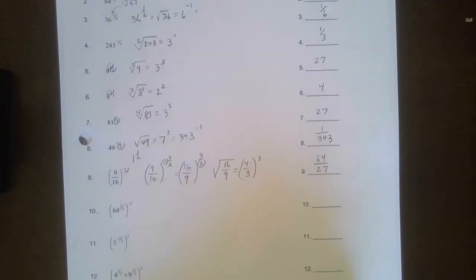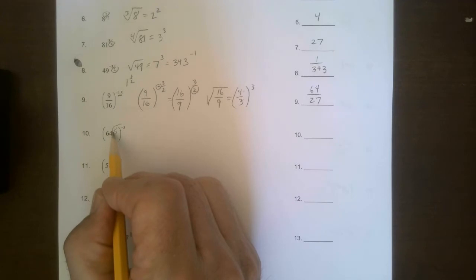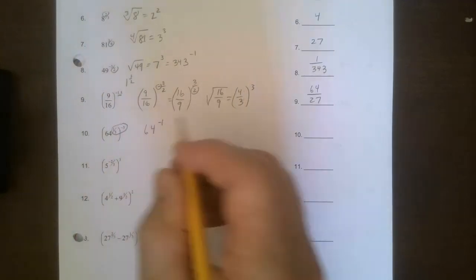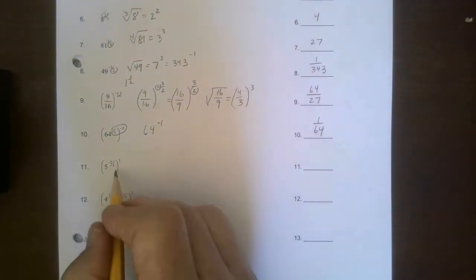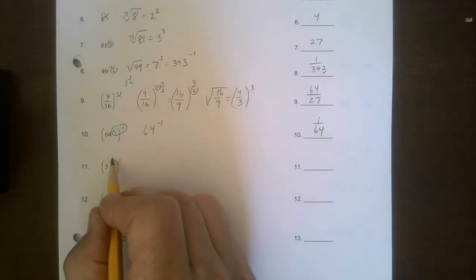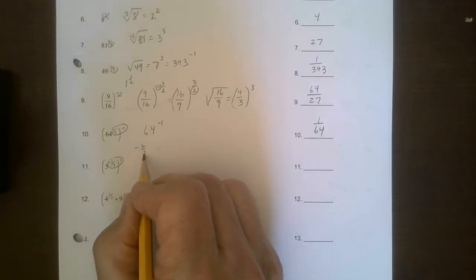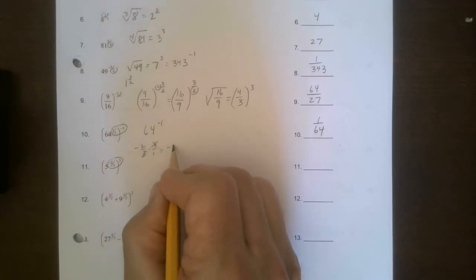This one is asking you to remember the rule. When you raise a power to a power, you multiply. So that'd be 64 to the negative 1, which is just 1 over 64. This one, if I raise a power to a power, multiply. So negative 2/3 times 3 over 1, these would just cancel. So that'd be negative 2.